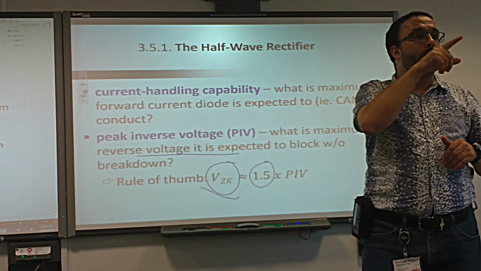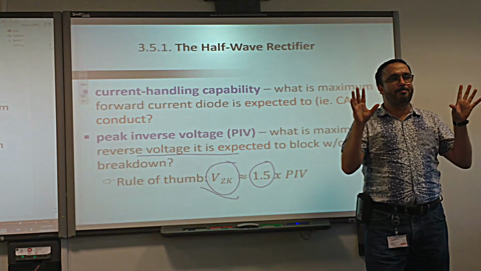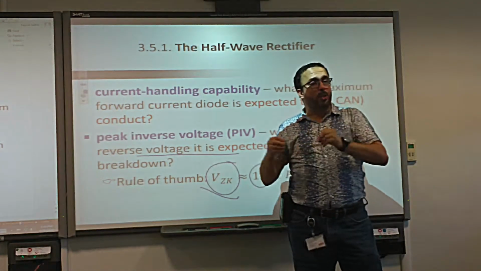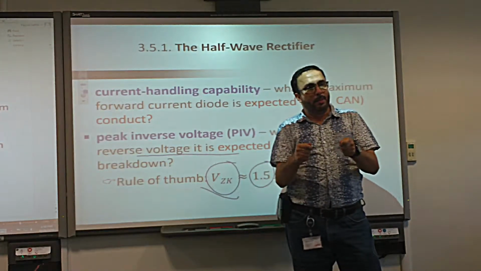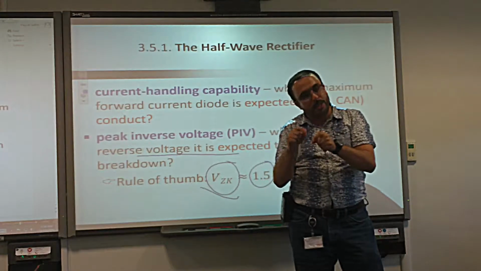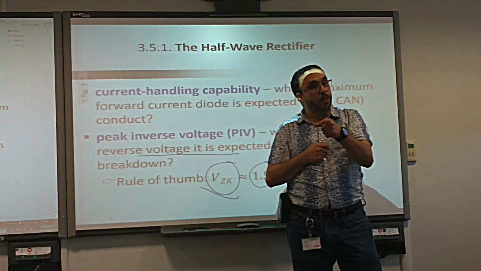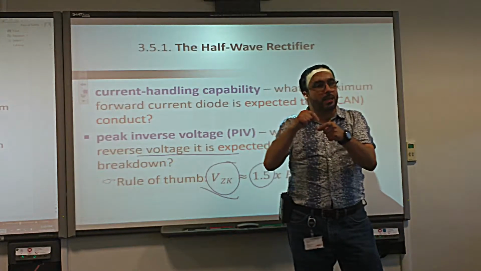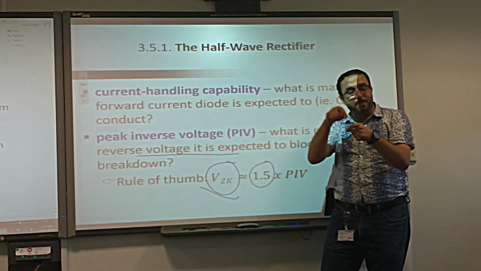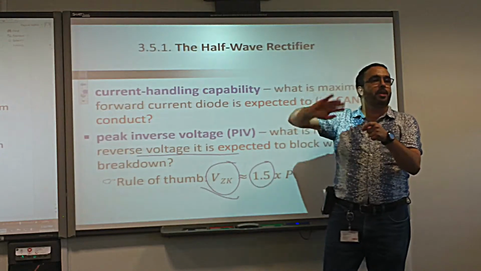Yes? When do we use the peak inverse voltage? We use it when we build the circuit. If I want to make this circuit, I want to build it, I need to know what is the maximum reverse voltage in this circuit across this diode of this rectifier. If I know the value, I will go and purchase the diode that has the VZK value equal to 1.5 times this voltage that I found. Why? To make sure that this diode will never reach the breakdown.